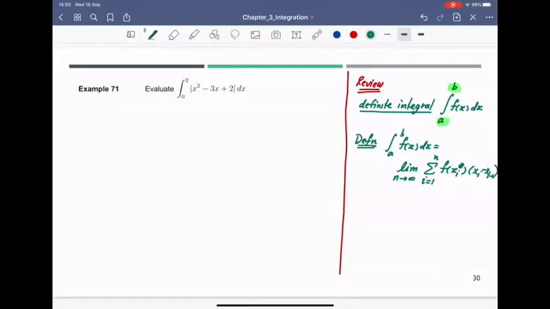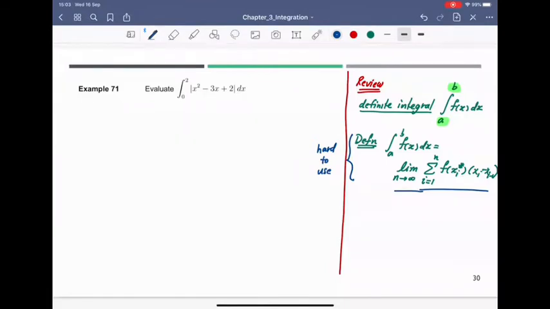This is the approach that we do not use for this class because it is so hard to use. You have to compute the Riemann sum and then take a limit, which is time consuming. So we're going to avoid using the definition.